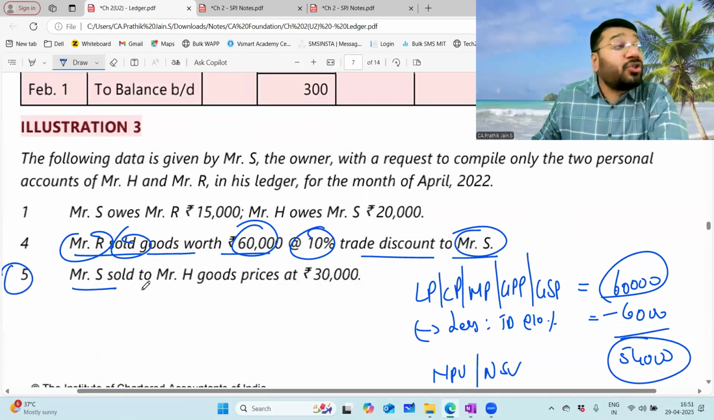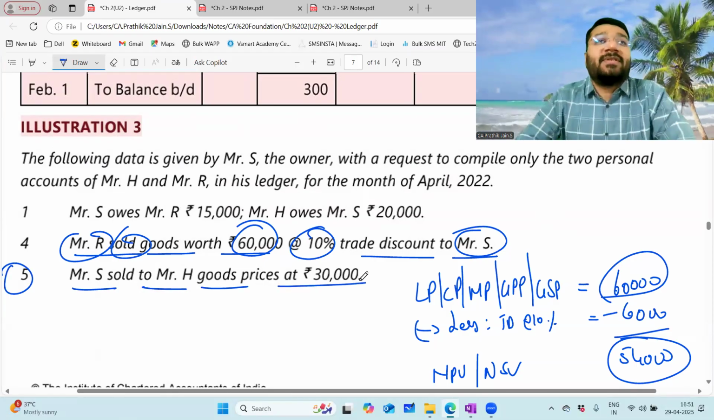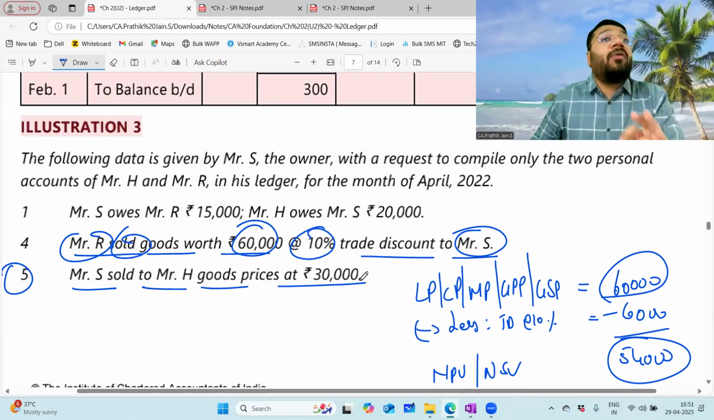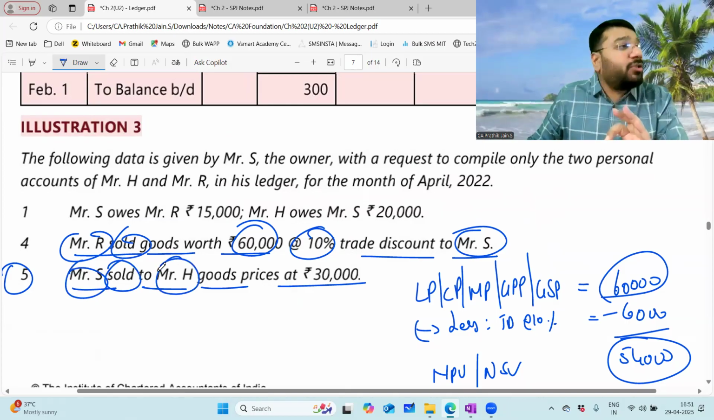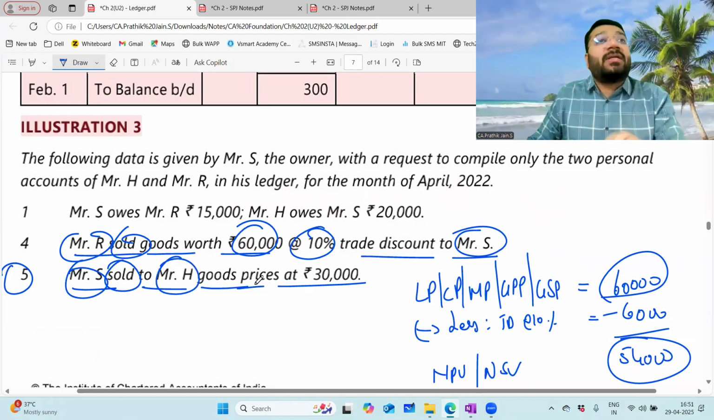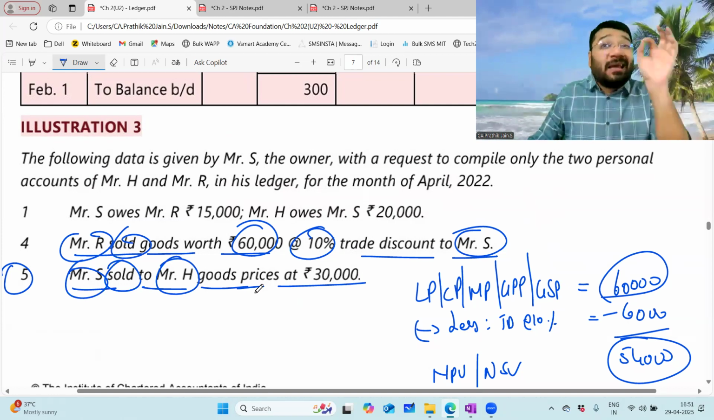5th one. Mr. S sold to Mr. H goods priced at 30,000. Sale transaction or purchase transaction? Think it. Now, always think from the point of view of S. Mr. S sold to Mr. H. So we sold. So it's a sale entry. So I have sold these goods on cash or on credit. In this entire transaction, nowhere it is mentioned that we received the money. So this is not a cash transaction. It is a credit transaction.